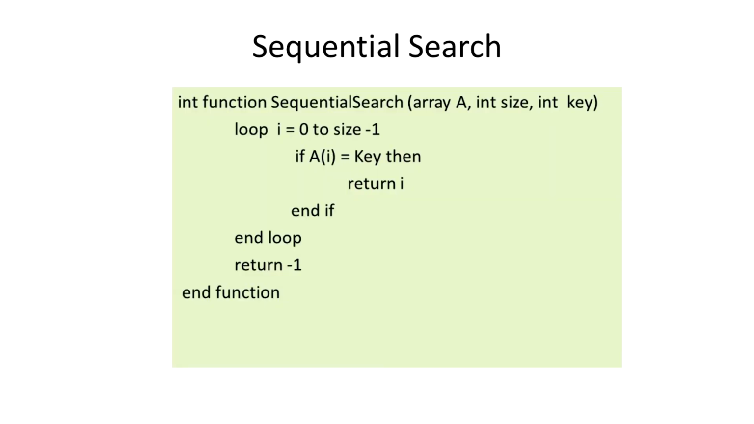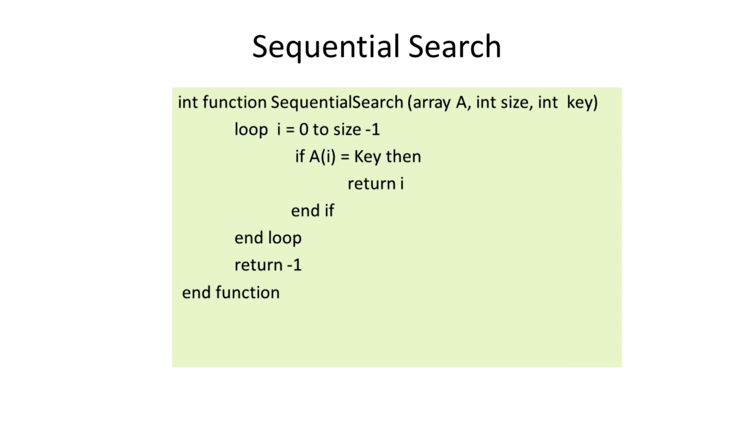So let's have a look at the pseudocode. You can see here, it's a fairly straightforward one. We're just going to be iterating from 0 to size minus 1, and then comparing the value that we're searching for, the key, with the value of each element of the array.